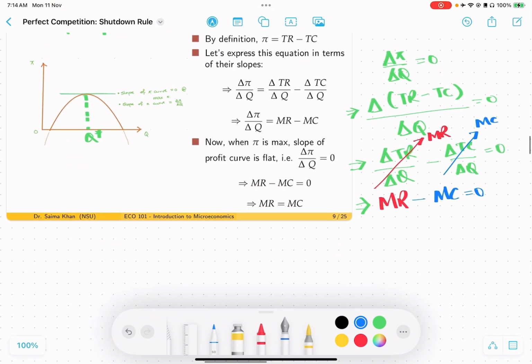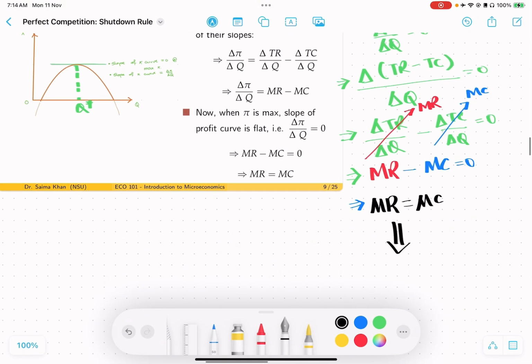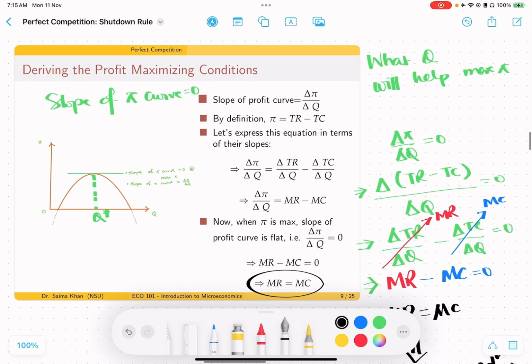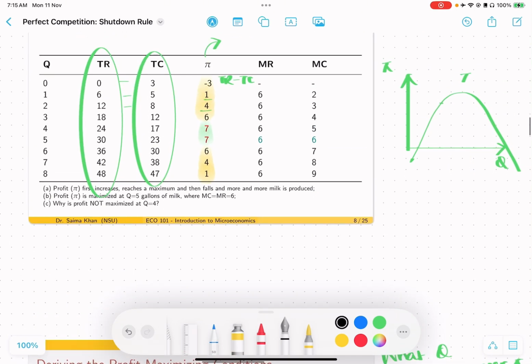So essentially, I can rewrite this as MR equals MC. So this is your profit maximizing condition. If we can ensure that MC equals MR, then we have found the output that maximizes profit. So now let's go back to that table of ours.